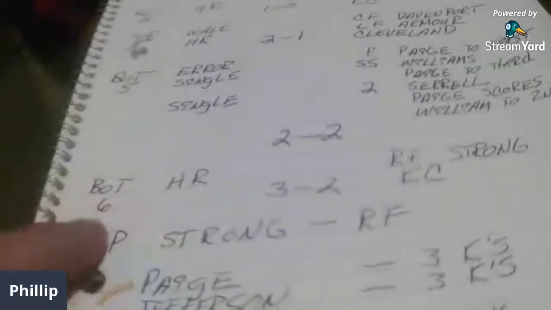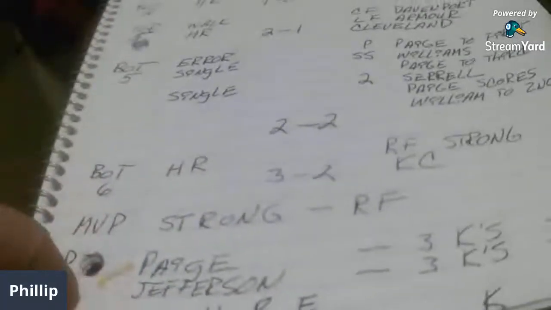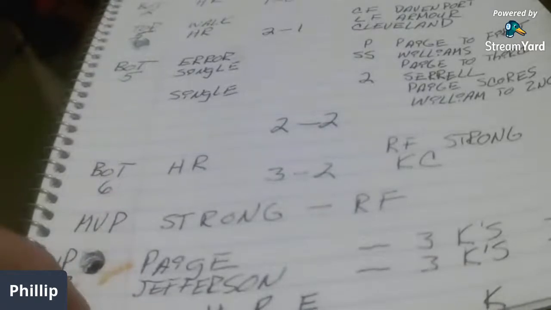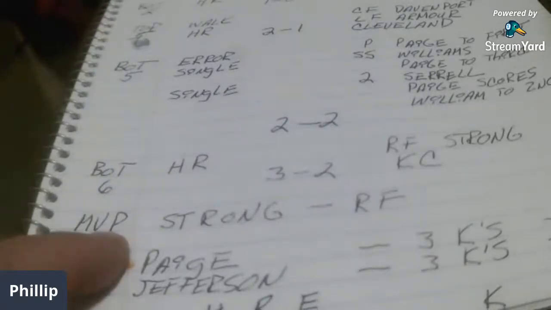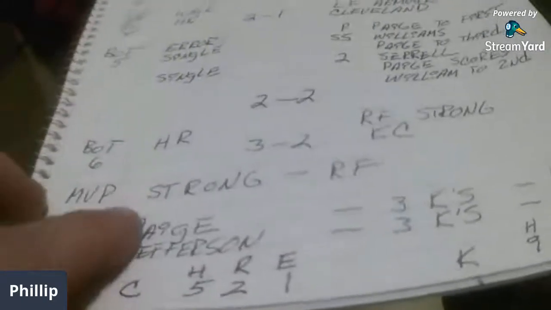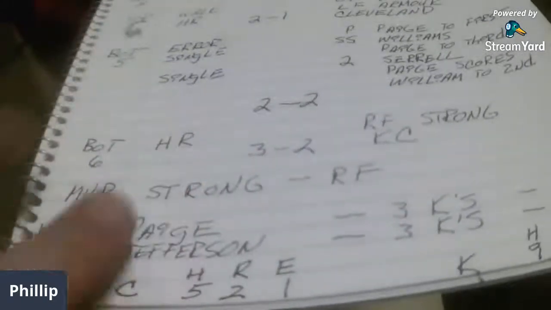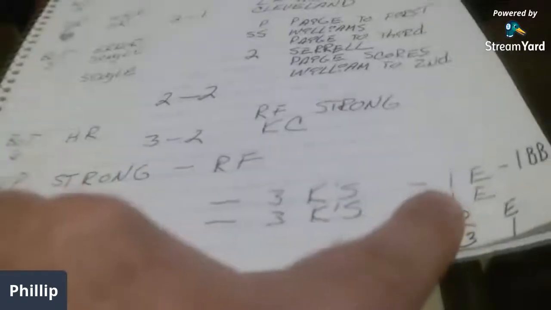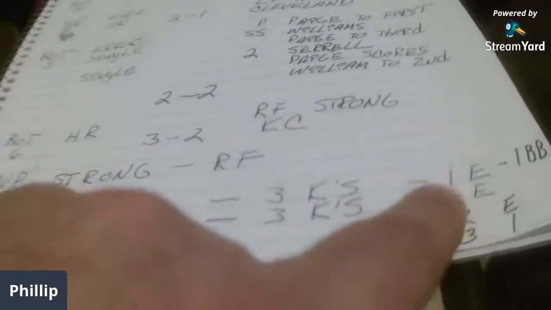Well, this is my first attempt at it. That's one of the things I want to do, to keep better records, and I really prefer to do things by my own hand. And then my MVP was Strong because he got the last home run. And if you look, Page had three strikeouts. Jefferson had three strikeouts. There was an error for each team, and Page walked one.